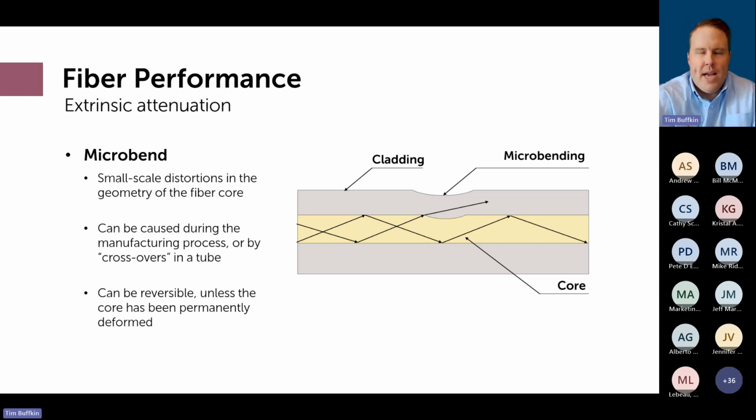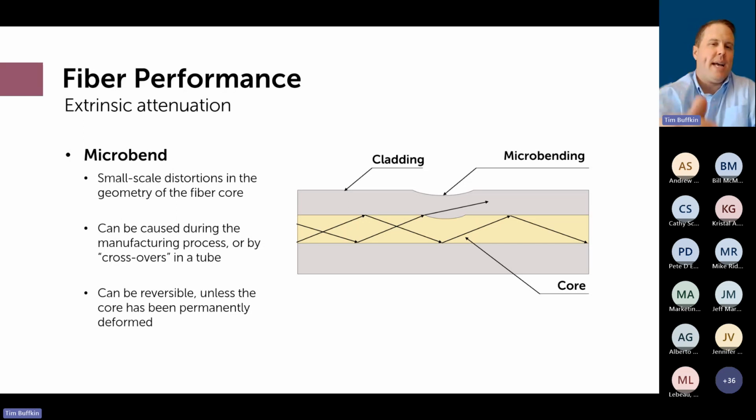Same thing. Now you have more dB losses. Now this can be caused during the manufacturing process, or it could also be caused by crossovers in a tube, where basically if you have fibers that are crossed over each other, and then you put a force on there and it essentially kind of pinches each other, that can create something like this as well. It can be reversible unless the core has been permanently deformed.